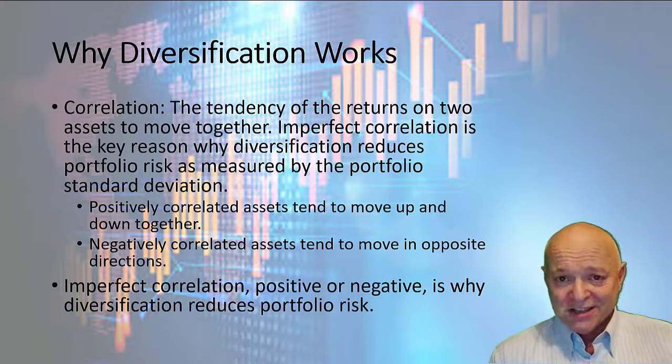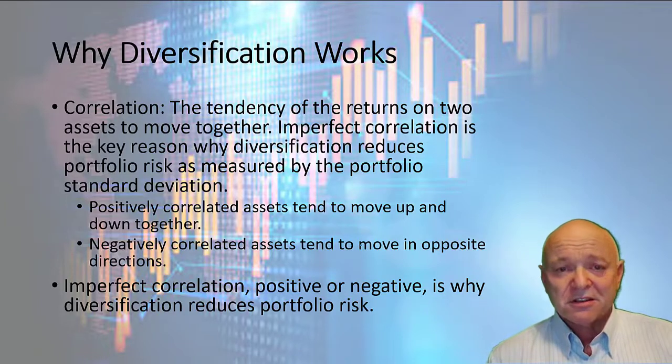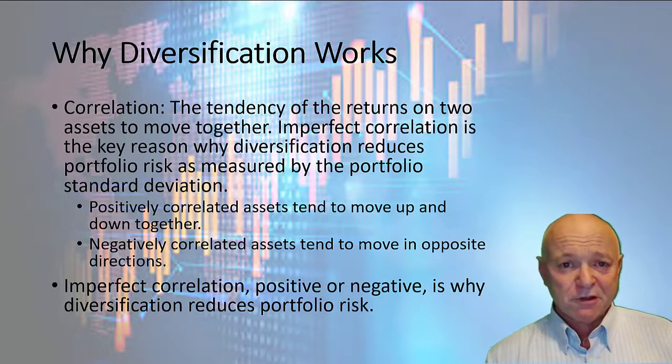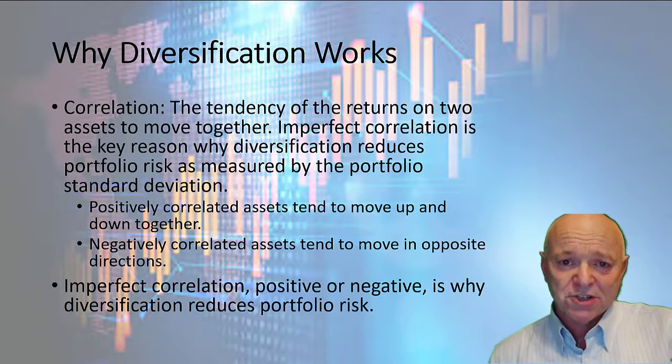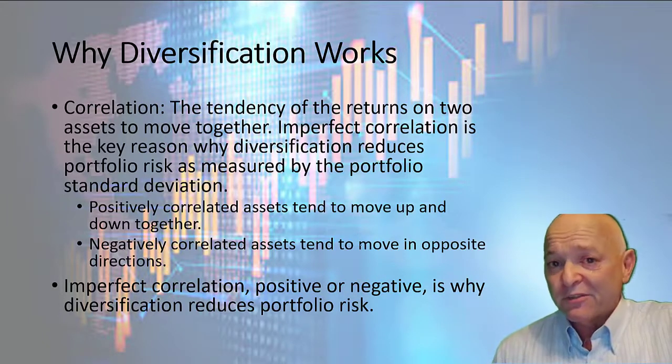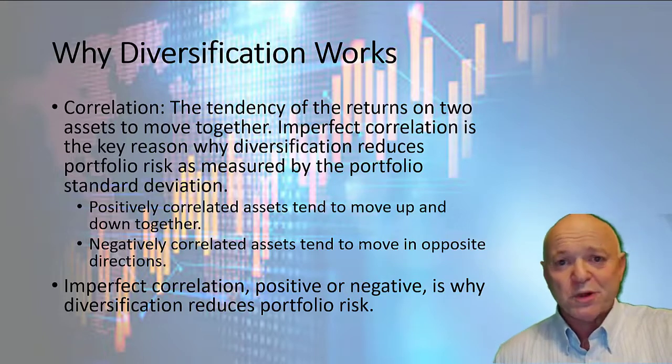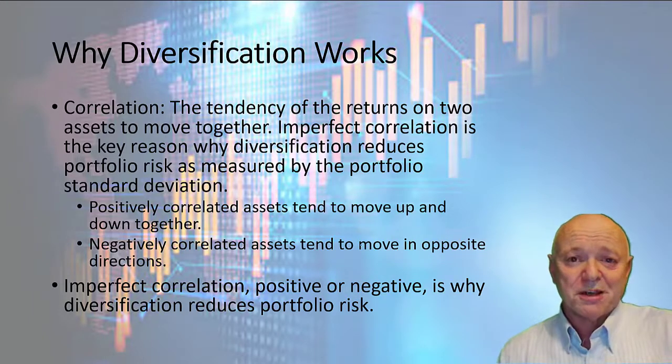Positively correlated assets tend to move together. They have a number that is between 0 and +1. So they have a positive value for the correlation coefficient. Negatively correlated assets move in the opposite direction. So when one goes up, the other will go down. They'll have a value between 0 and -1.